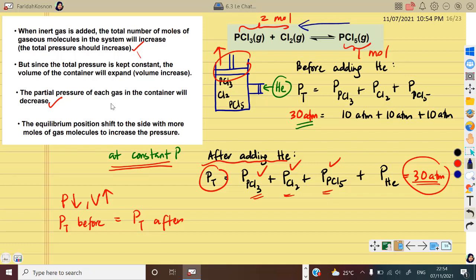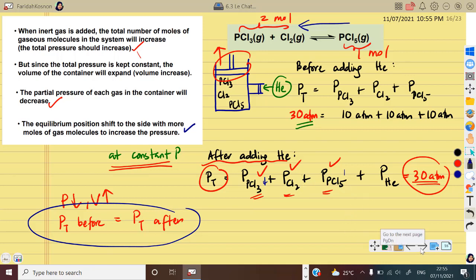Okay. Sebab apa? The equilibrium position shift to the side with more moles of gas to increase the pressure. Sampailah P total before sama dengan P total after tu tadi. Okay. Sebab yang ni dah berkurang tadi kan? Dia dah berkurang. Okay. Alright. So itu adding inert gas at constant pressure.